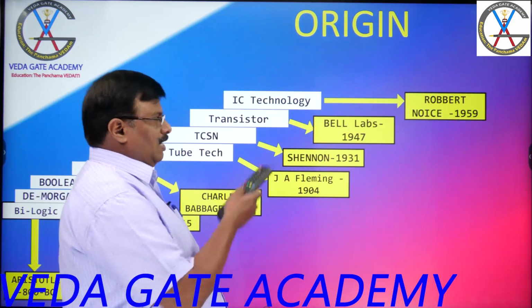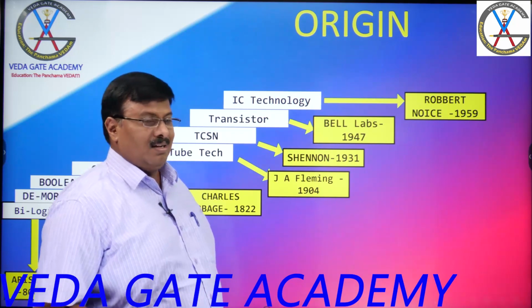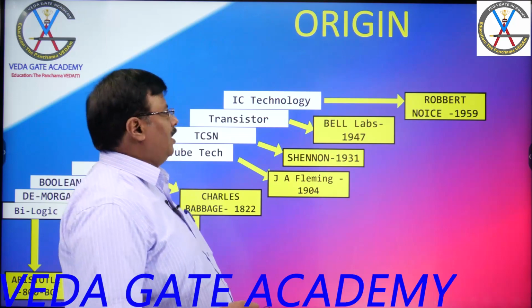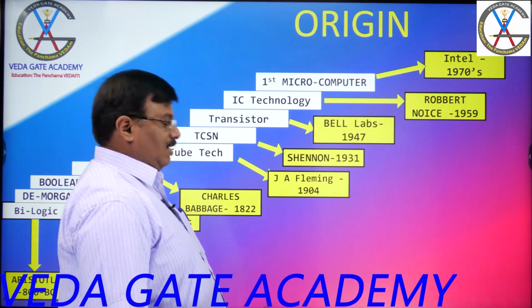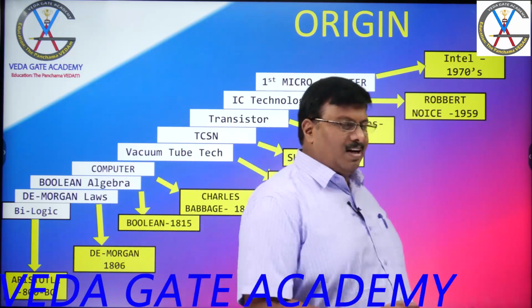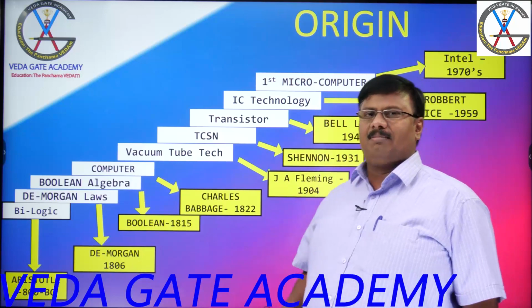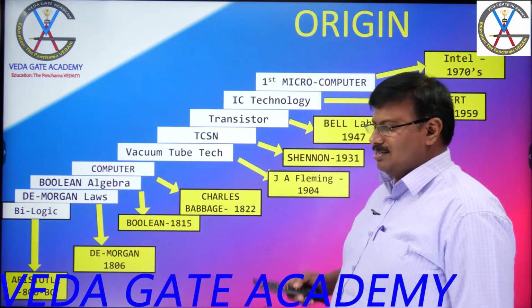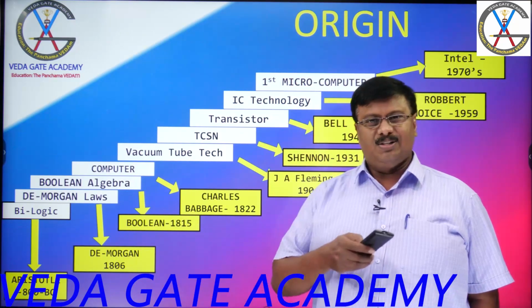And after that, IC technology by Robert Noyce in 1959. Integrated chip technology: the first chip manufacturing happened by Robert Noyce in the year 1959. And then Intel Corporation became the leader in developing the first microcomputer, looking at all these things together, in the 1970s, with the first microprocessor chip, the 4004.